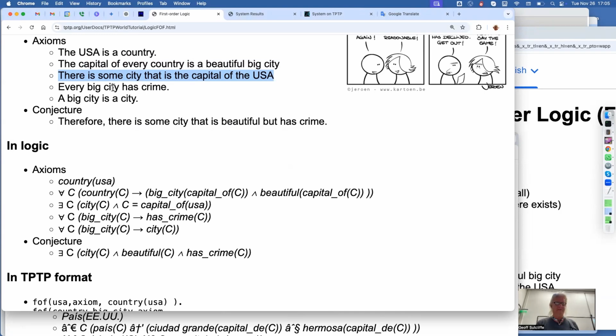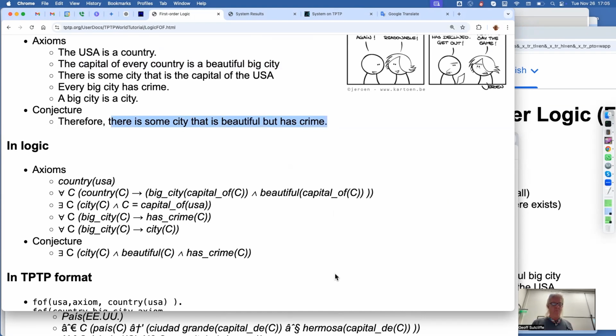Yeah, that's great. Every big city has crime. We know this. A big city is still a city. We want to prove there is some city that is beautiful but has crime. All right, so this is a little more complicated story.